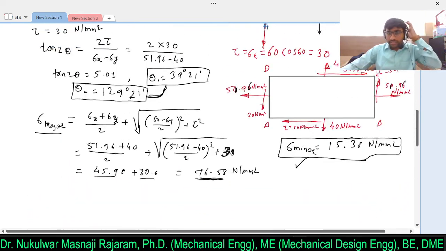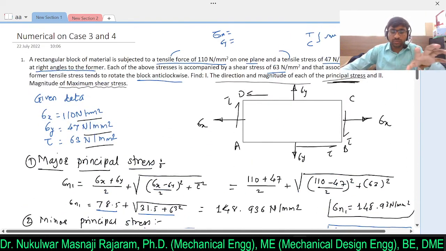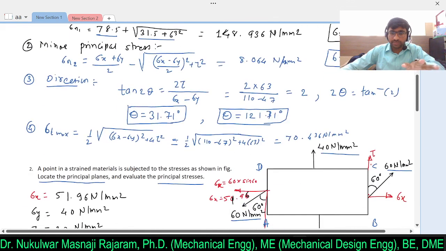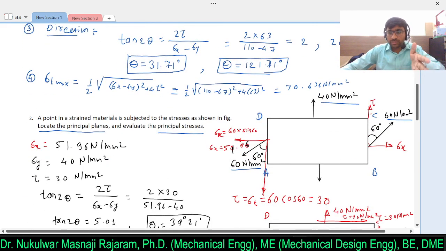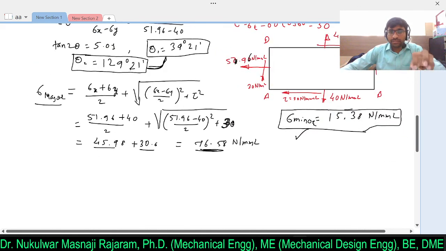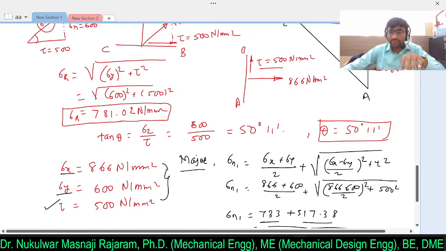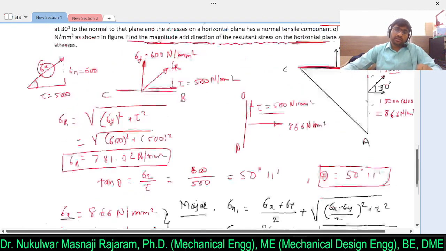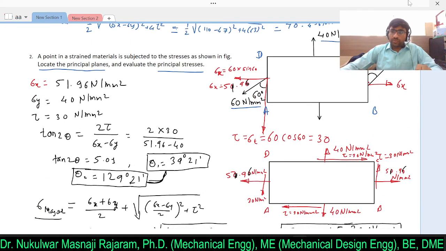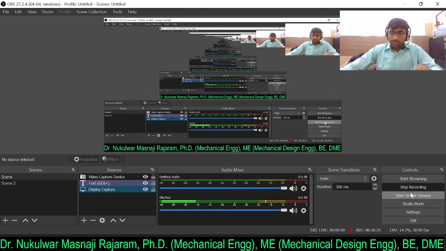So we have taken three different cases. Here there was a simple case, two forces acting mutually perpendicular along with shear stress. So here we have resolved the forces in the normal direction and in the tangential direction. Then we evaluated the resultant stress on a single plane, and then we evaluated the major and minor principal stress. I hope you understand the numericals based on this principal stress and strain.